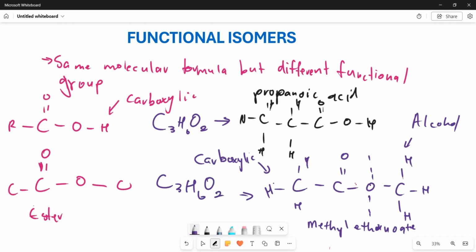Which means what changed? It is the functional group, but the molecular formula remained the same. The only thing that changed was the functional group. So basically, this is what we mean when we refer to functional isomers. Hopefully, this makes sense. Thank you very much.